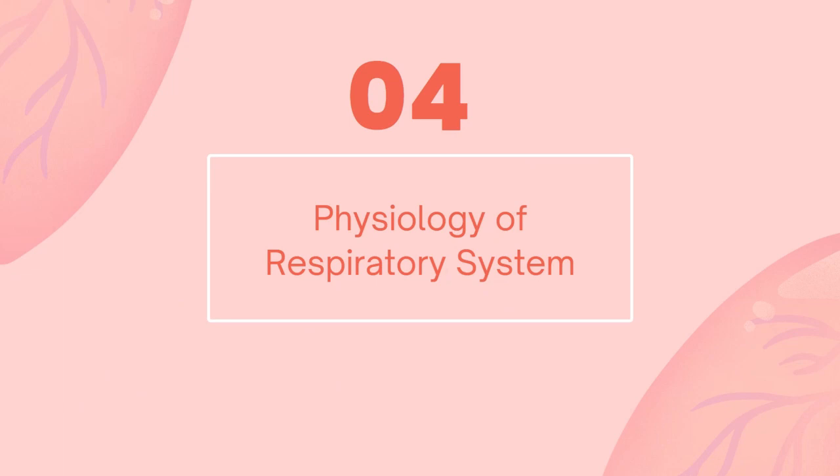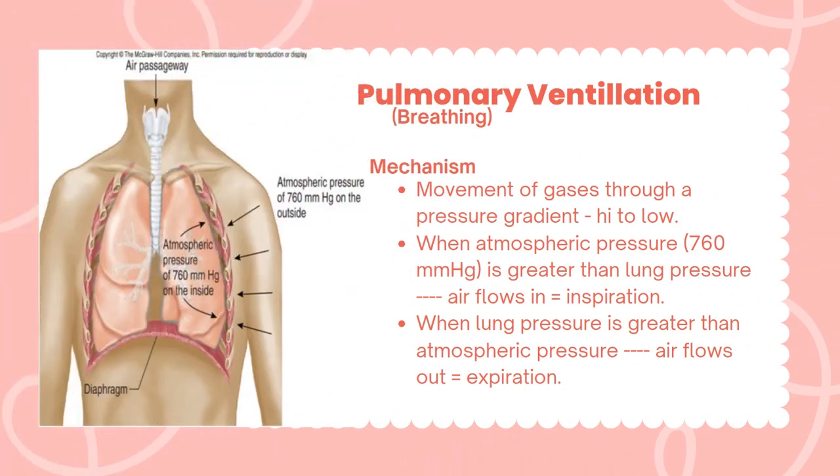Now let's proceed to the physiology of the respiratory system. Pulmonary ventilation, or breathing, is the movement of gases through a pressure gradient, from high to low. When atmospheric pressure is greater than lung pressure, air flows in, which results in inspiration. When lung pressure is greater than atmospheric pressure, air flows out, which results in expiration.